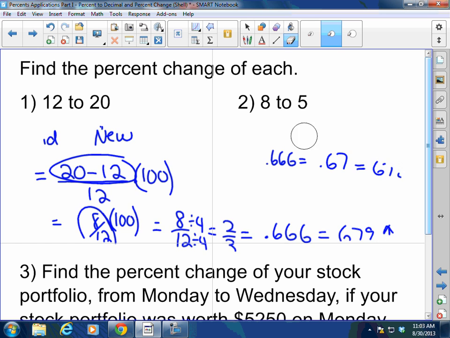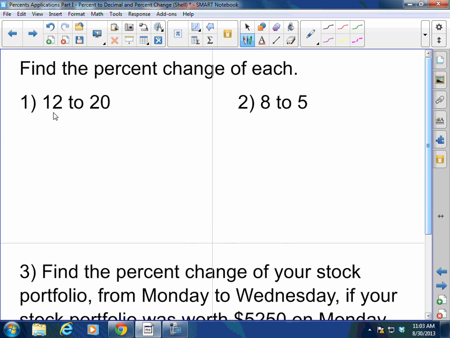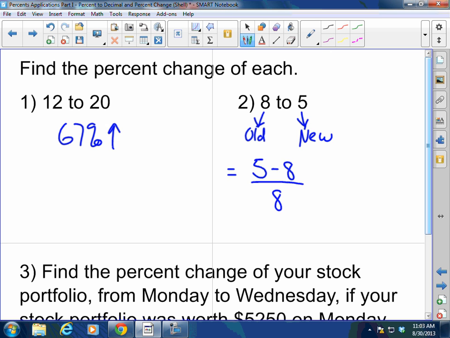So this first one was 67%, and that was an increase. How about number 2? Okay, my old value was 8. My new value is 5. So the percent change in this case is going to equal new minus old over old. So 5 minus 8 is negative 3/8.